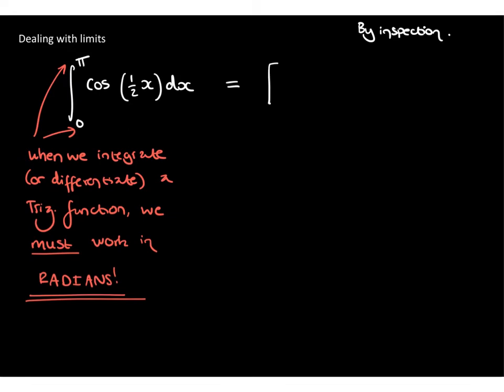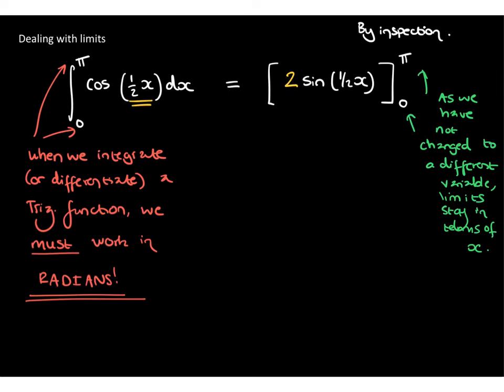So we know that cos integrates to give us sine, so we'll get sine of a half x. But of course, we need to divide by the derivative of this inner function. What is the derivative of a half x? It's a half. Dividing by a half is the same as multiplying by 2. Now, as I said, because I didn't change the variable, the limits stay in terms of x.